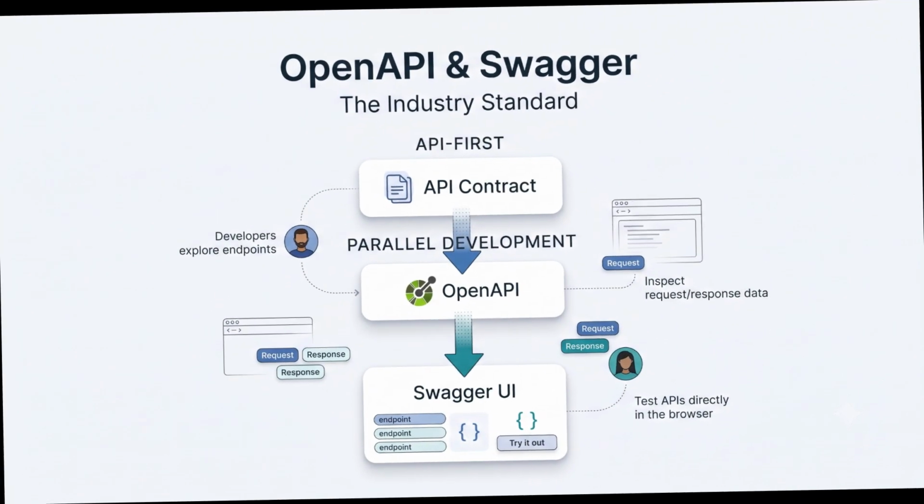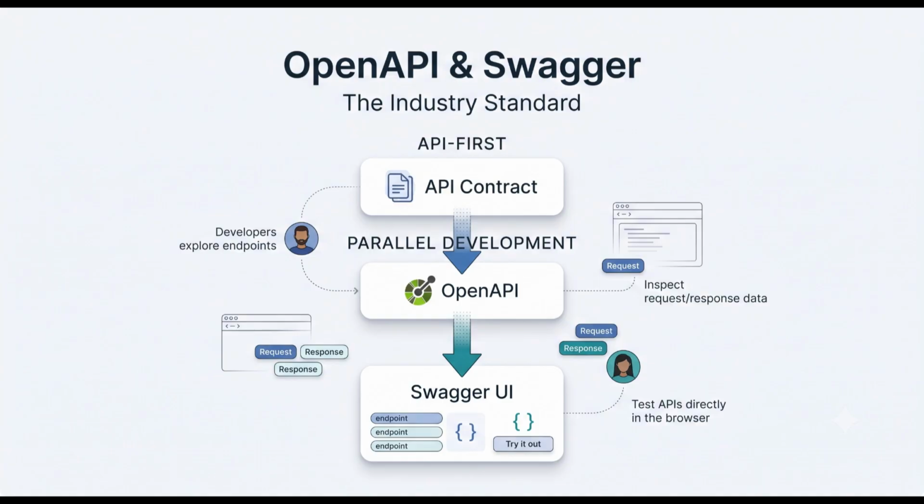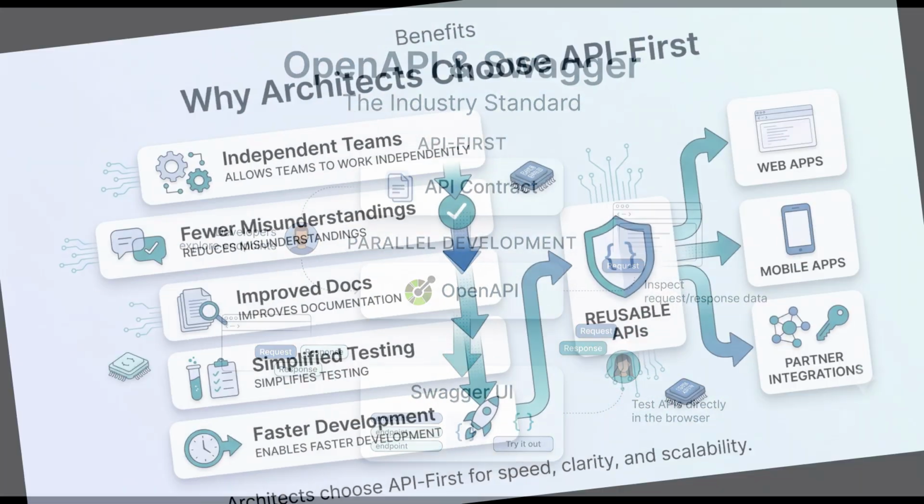Most companies document APIs using the OpenAPI specification, commonly known through Swagger. It automatically generates interactive documentation where developers can explore endpoints, understand requests and responses, and even test APIs directly from the browser. This improves collaboration across teams.